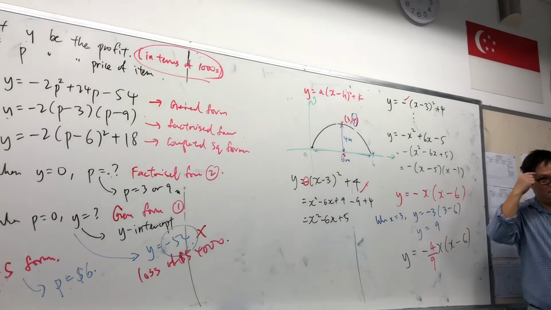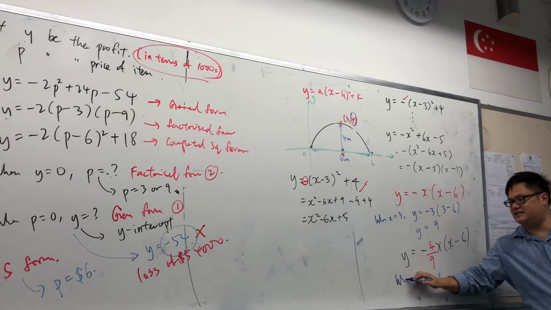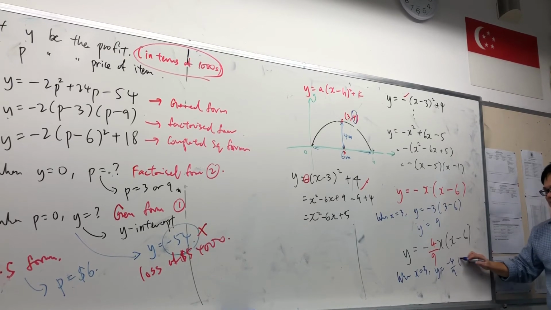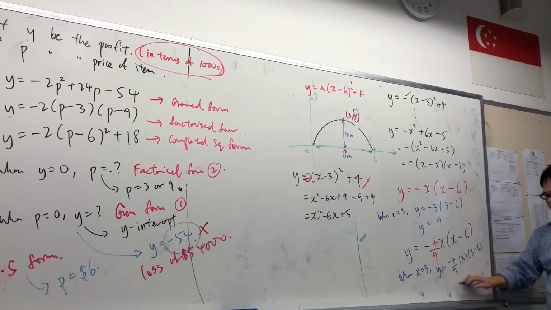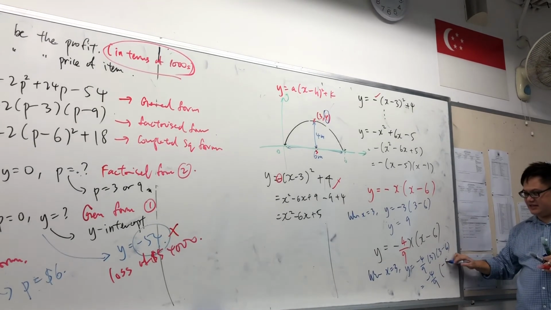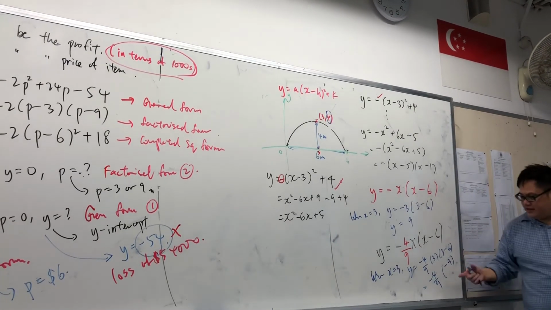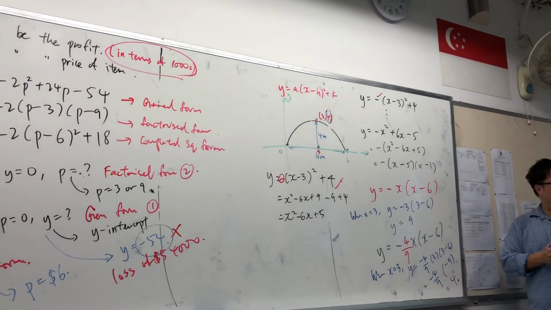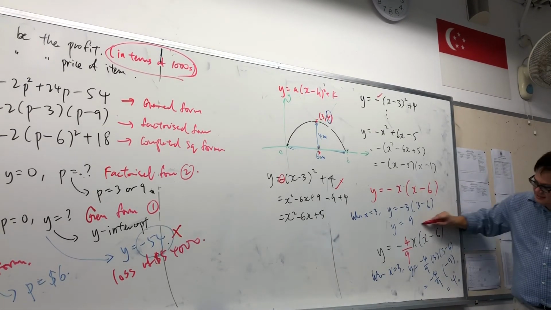Why 4/9? Picture this. If your x is 3, what happens? y equals minus 4/9 times (3 minus 6). 3 times negative 3 is minus 9, correct? So over here, you realize that they can cancel. It will give you exactly 4. (3, 4). So what is the answer? This is the answer.